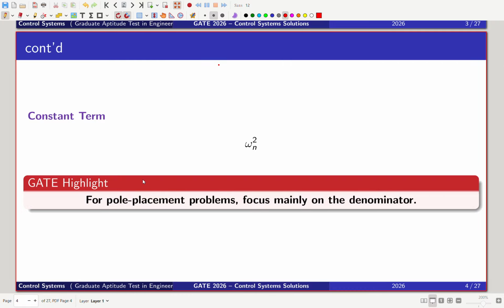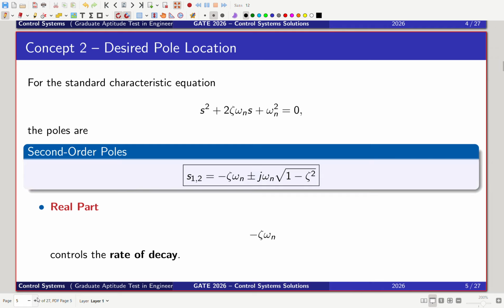Generally in GATE questions, pole placement problems focus mainly on the denominator, meaning the characteristic polynomial. So generally we bother about the poles. This is our standard characteristic equation, and when we solve it you will get the poles: minus zeta omega n ± j omega n under root 1 minus zeta square.